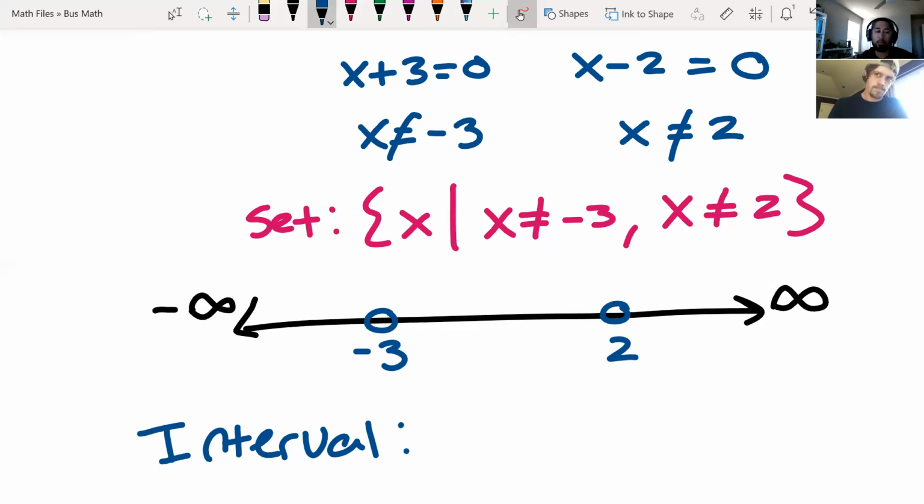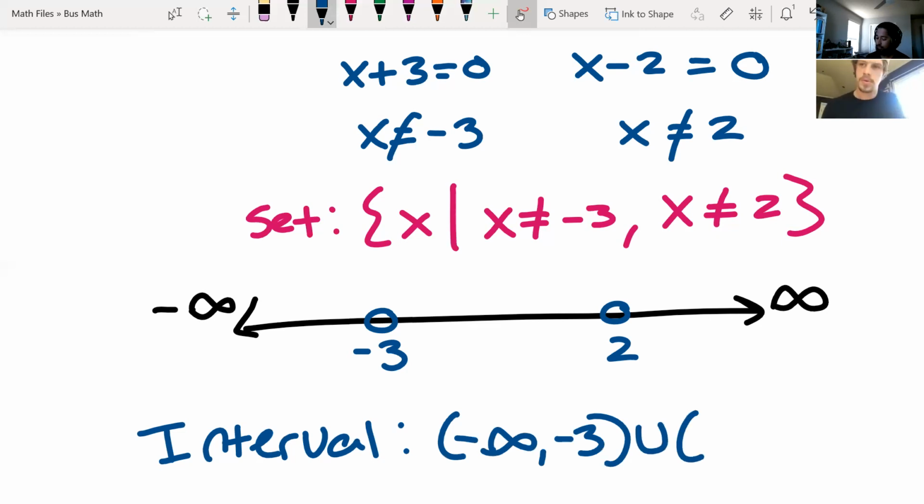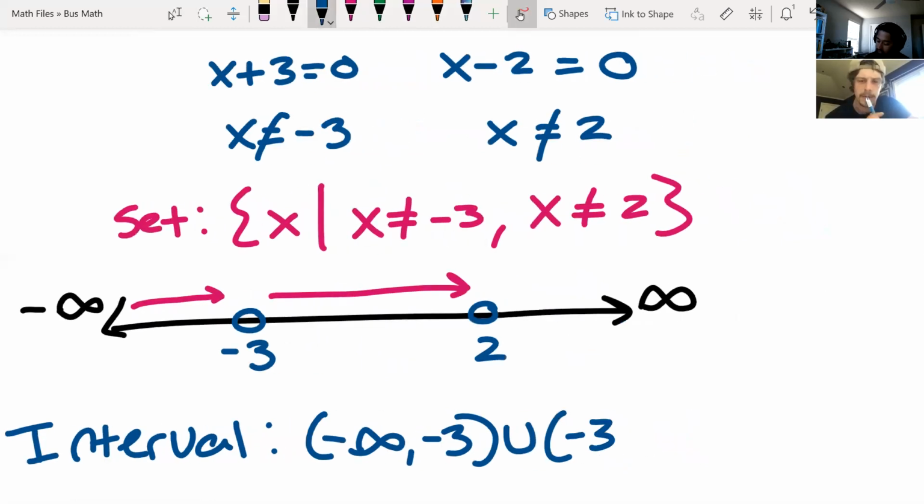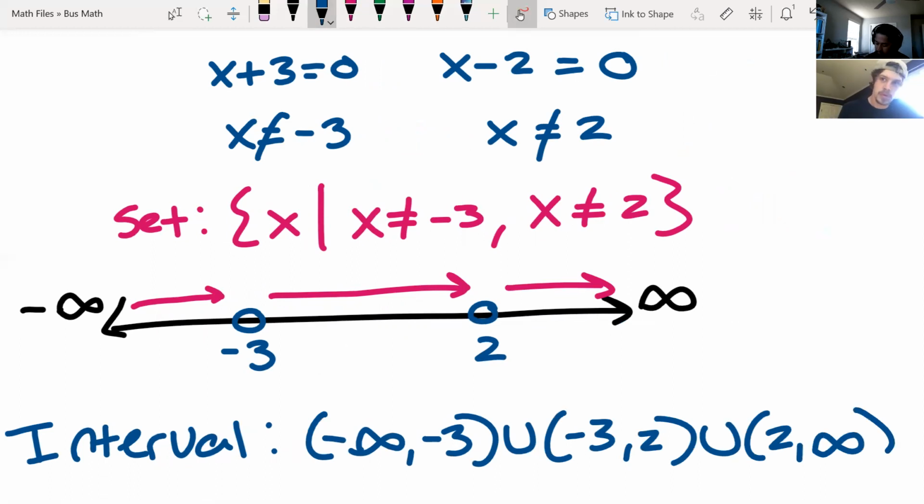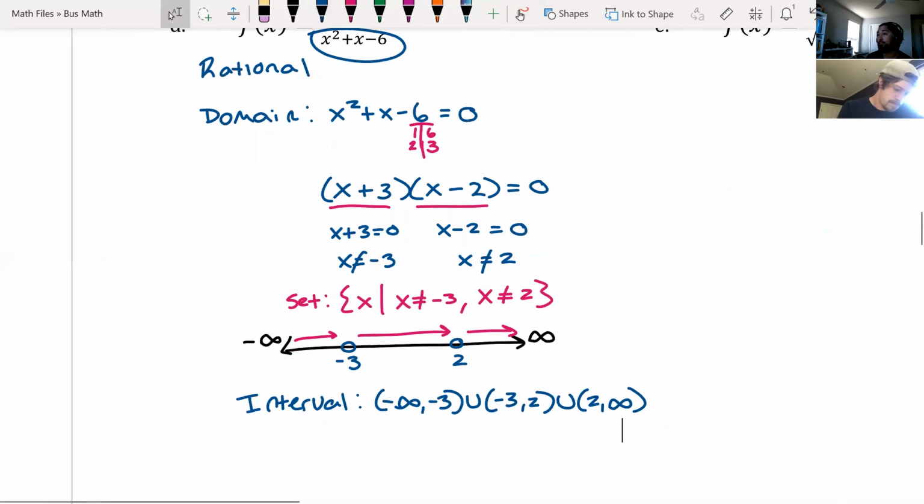Now, what is my interval notation going to be? What number am I going to start at? -infinity to -3, and then union. And then start where? 2. Careful, because we stop here and then we continue on there. So what's the next set? -3 to union. And what's the last set? 2 to infinity. There you go. There it is. So these are the sets of numbers where the function exists.